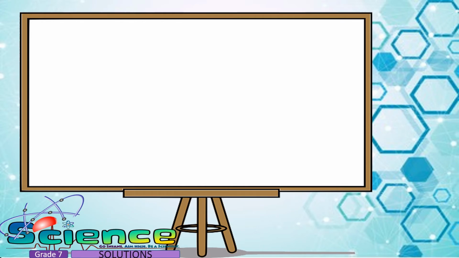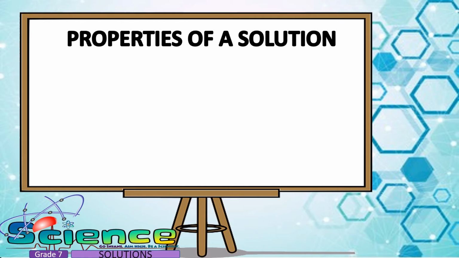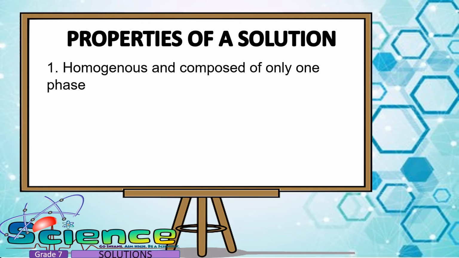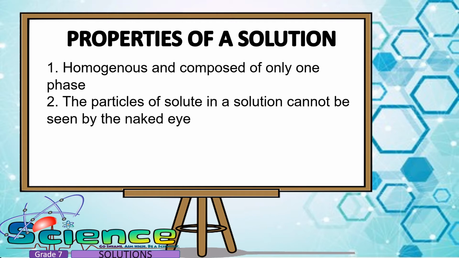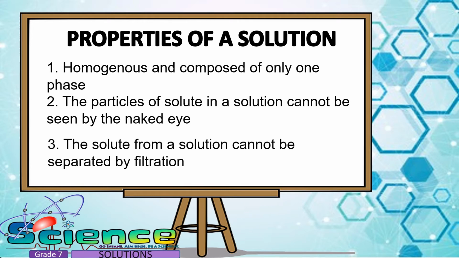We have here the properties of a solution. To consider a mixture to be a solution, it must be homogeneous and composed of only one phase. The particles of solute in a solution cannot be seen by the naked eye. The solute from a solution cannot be separated by filtration.